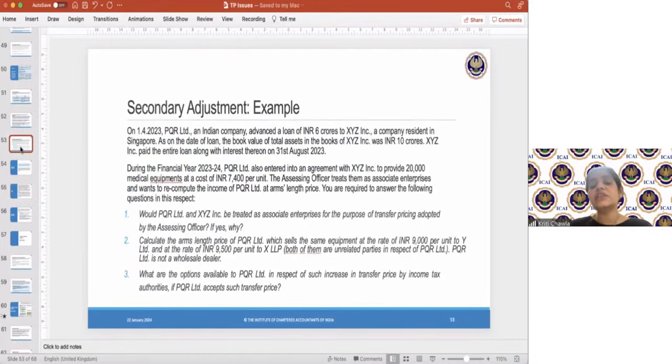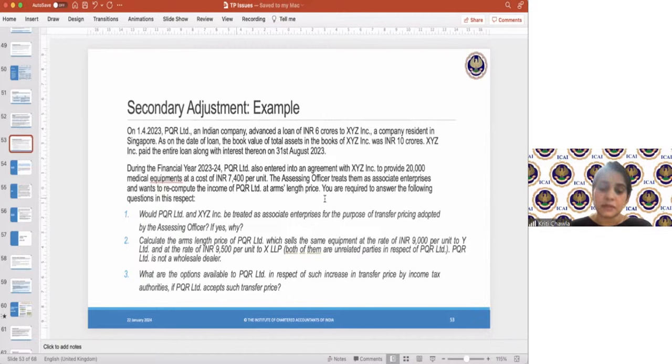Now, the question says that during the financial year 23-24, PQR Limited also entered into an agreement with XYZ Inc. to provide 20,000 medical equipments at a cost of 7,400 per unit. Meaning to say that they have a financial transaction, and the 20,000 medical equipments have been given at a cost of 7,400 per unit. So these are associated enterprises. They are transacting at 7,400 rupees per unit.